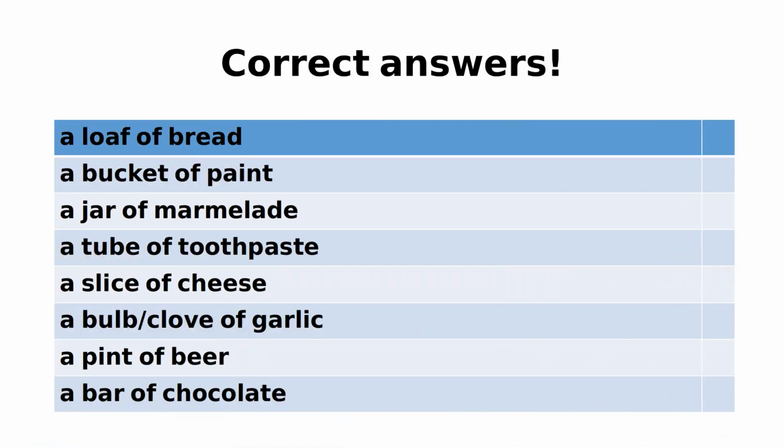So the correct answers, of course, will be a loaf of bread and a bucket of paint and a jar of marmalade, a tube of toothpaste, a slice of cheese, a bulb or a clove of garlic, a pint of beer, and a bar of chocolate.